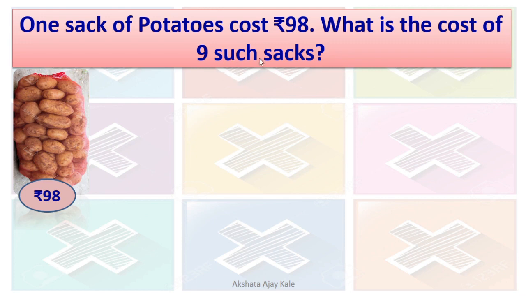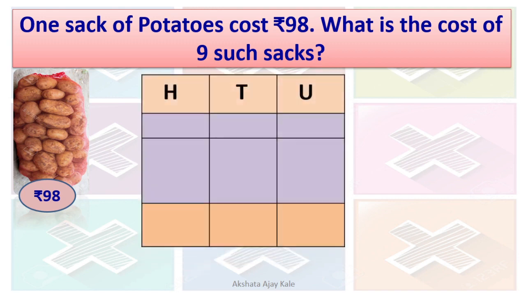Now, how many sacks do we need? 9 sacks we need. We have a party at our house. So we need 9 such sacks of potatoes. Yes, how much do we have to pay to the shopkeeper? We will multiply. This is our table. We will write 98, correct? Multiplied by 9.